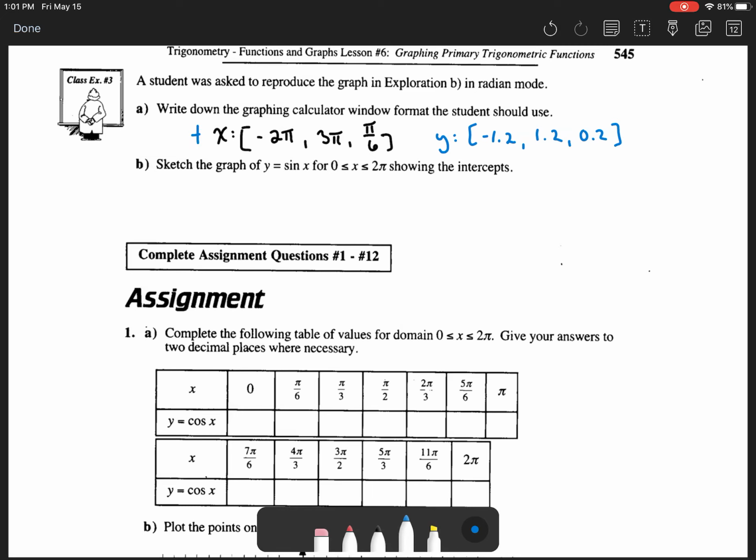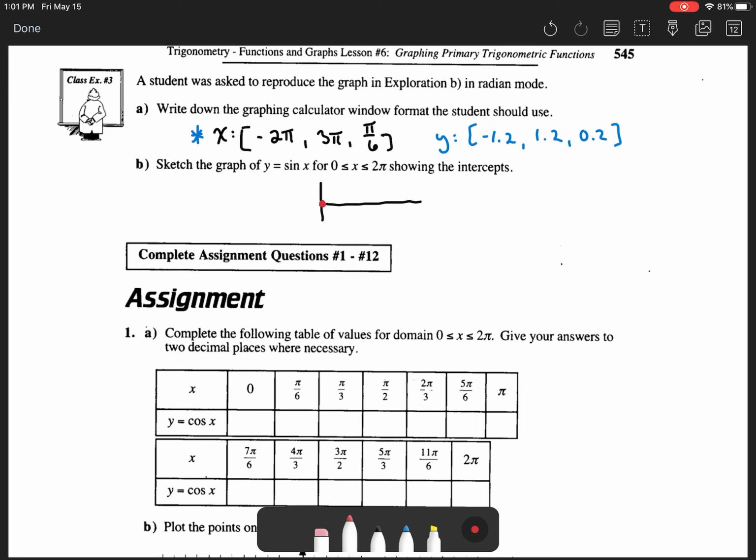So those don't change, okay? It is just the x values that I need to change when I go between radian and degree mode. Then sketch the graph of sine of x between 0 and 2 pi. So that's just one cycle, isn't it? Because we know that's how long it takes to graph.